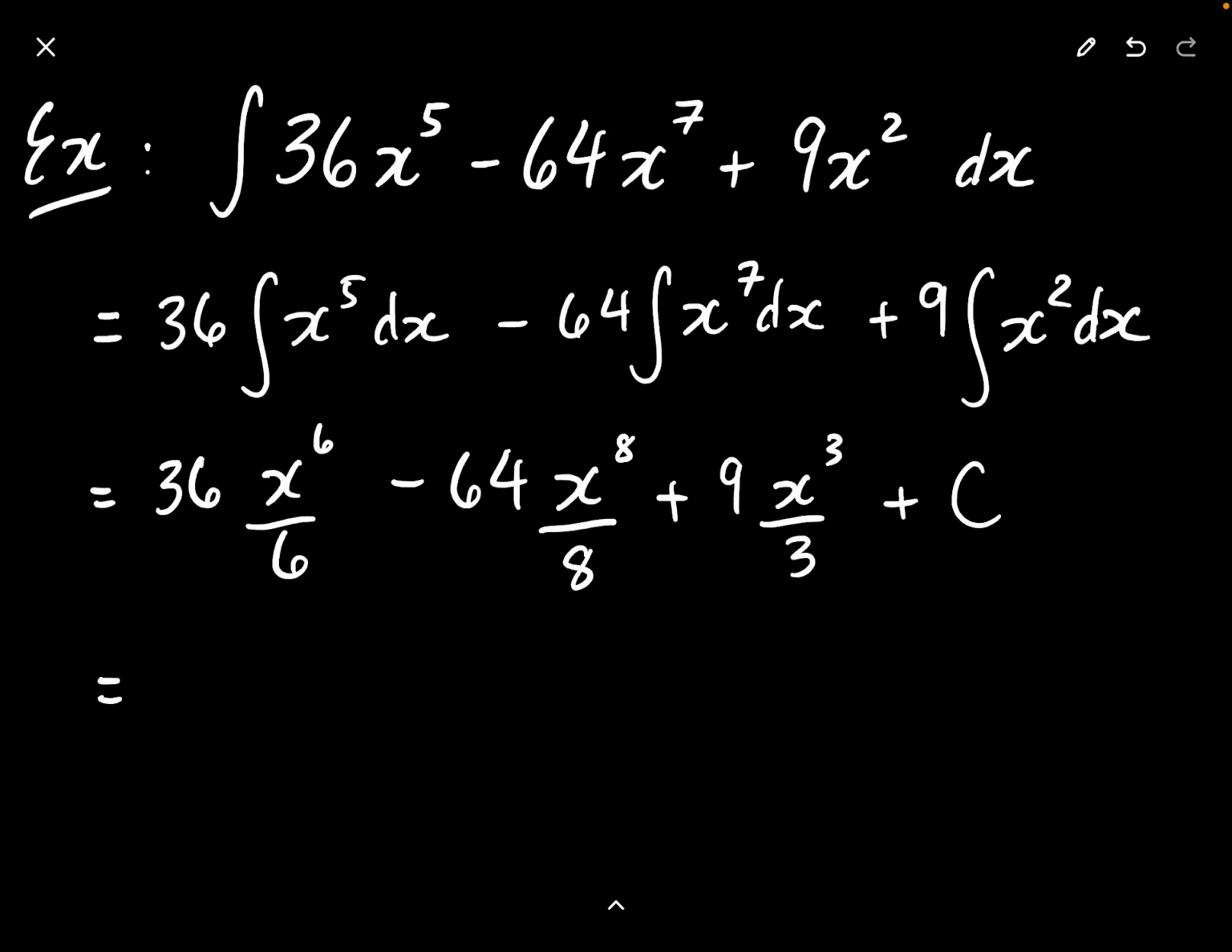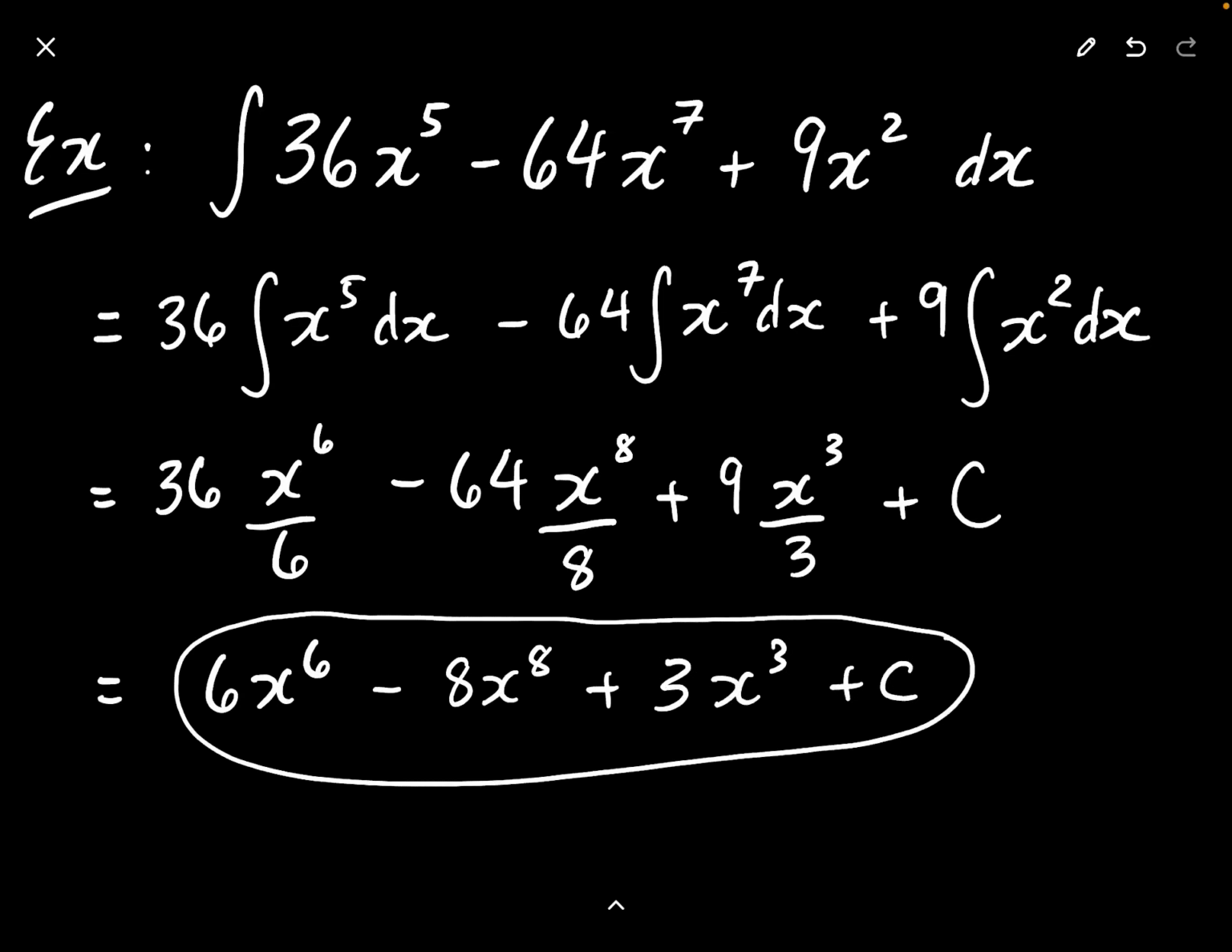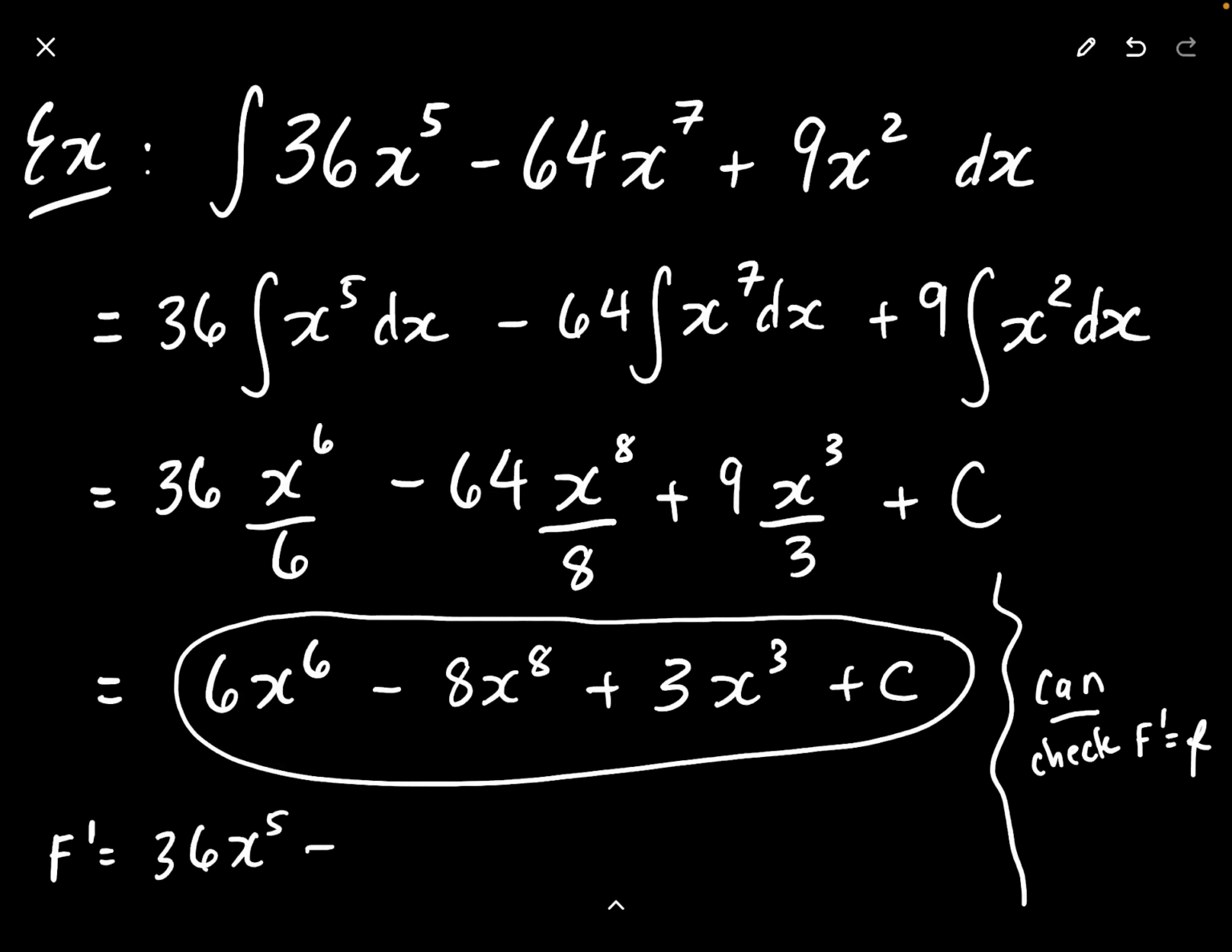And here we can simplify it: 6x to the 6 minus 8x to the 8 plus 3x cubed, plus c. So that is the antiderivative, and it's up to you. If you want, you can check that the derivative of the antiderivative will give you back the integrand. We'll take the derivative. It will be 36x to the power 5 minus 64x to the power 7 plus 9x squared. And the derivative of c is 0. This is what we had in the original question, so it's correct.